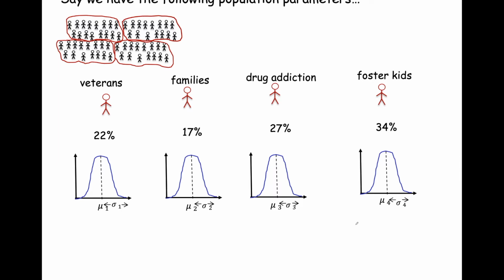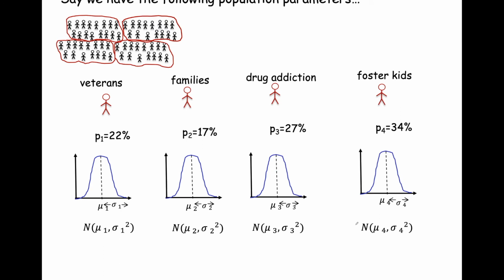Let's say if you took a family and you averaged their age, that age measurement for each family would fall as a normal distribution. It has its mean and its standard deviation. Likewise, for our drug addicted, 27% of the population, their age measurement has a certain distribution. Again, it's a normal distribution. It has a mean mu3 and standard deviation sigma 3. And lastly, foster kids, 34% of the population, they have their own normal distribution governing their ages with a certain mean mu4 and standard deviation sigma 4.